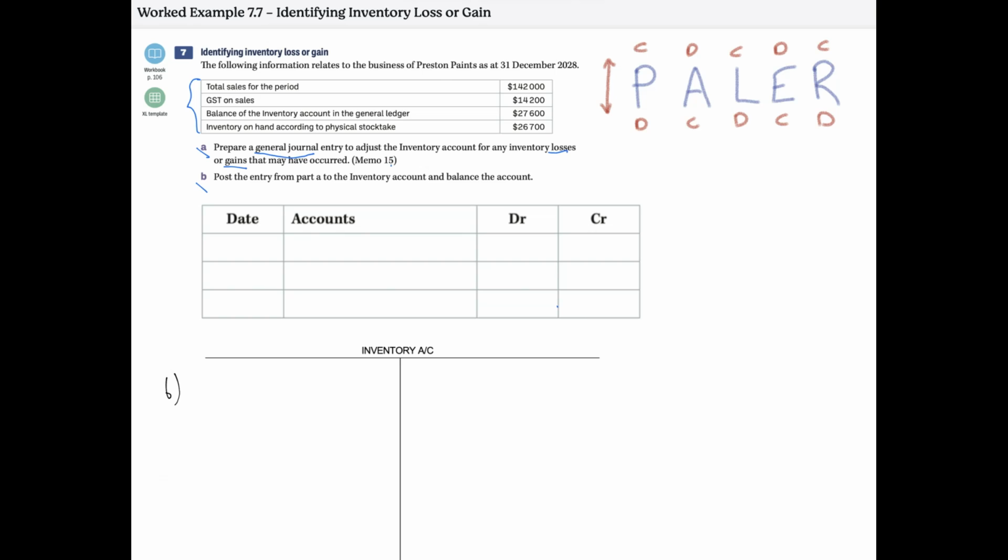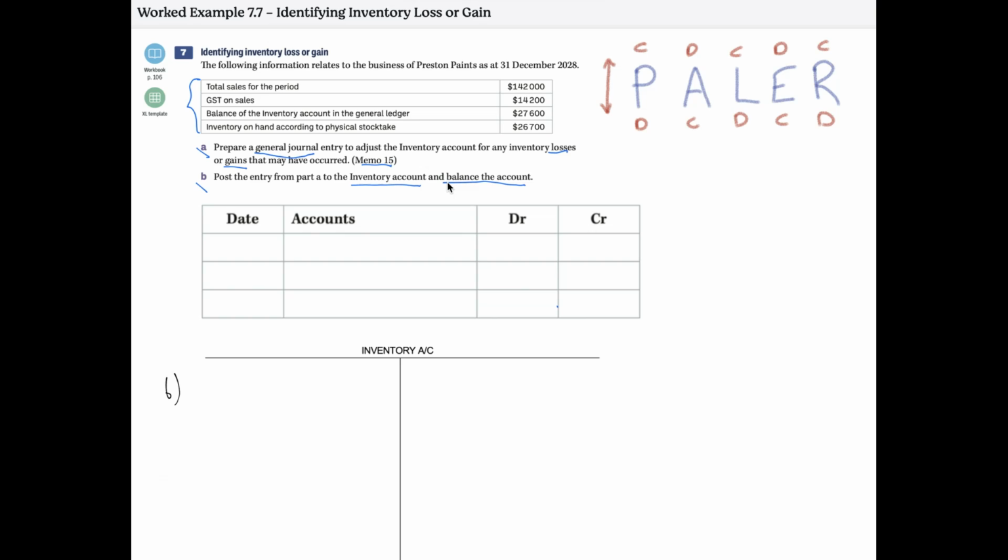And it tells us the source document, which we know is important for a narration in a general journal. And then we have to consider all the above information to basically update the inventory general ledger. And it tells us that we have to balance the account. Although even if it didn't tell us, we would do that, particularly because it's important to finish off the ledger for the entire month. So let's jump in.